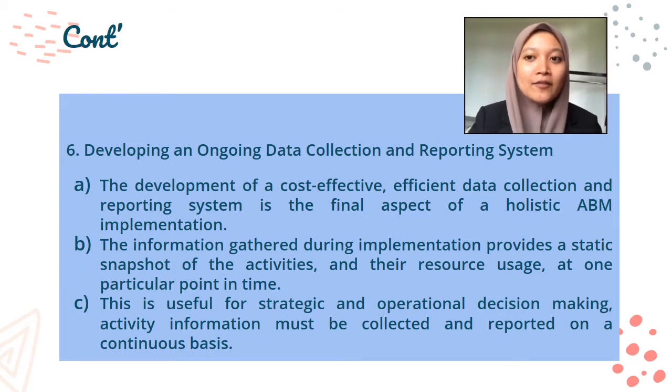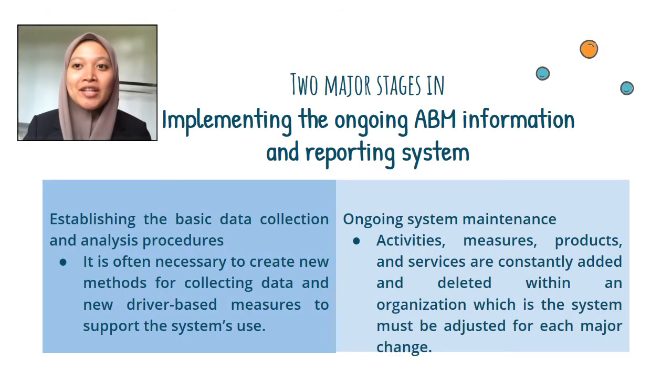While much is learned from the snapshot, ongoing data collection is necessary to reap the total benefit of the ABC or ABM initiative. To be useful for strategic and operational decision-making activities, information must be collected and reported on a continuous basis. There are two major stages in implementing the ongoing ABM information and reporting system. The first stage is establishing the basic data collection and analysis procedures, and the second stage is ongoing system maintenance.